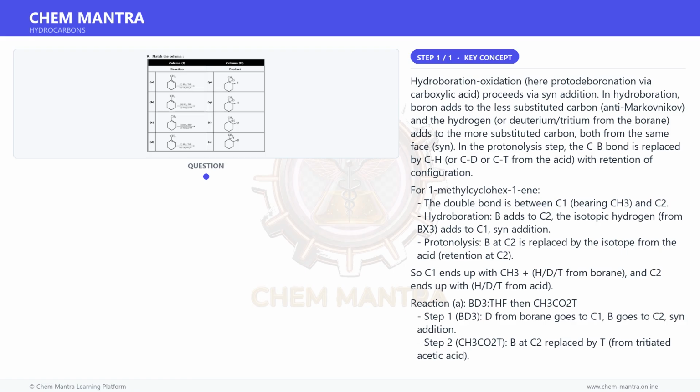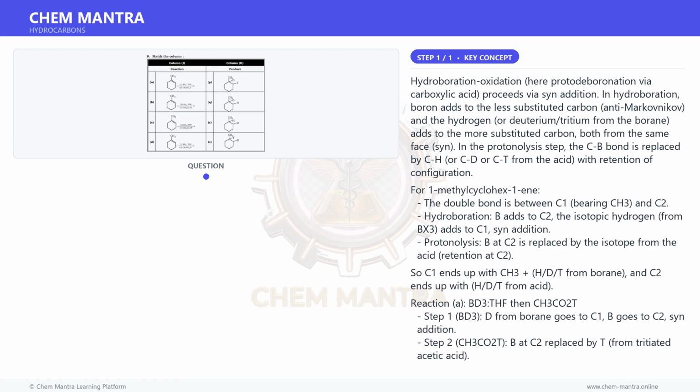So B matches S. Reaction C: BD3, THF then CH3CO2H. Step 1, BD3: D from borane goes to C1, B goes to C2, syn addition. Step 2, CH3CO2H: B at C2 is replaced by H, protio acetic acid. Result, C1 has CH3 and D, C2 has H. This matches product Q, CH3 and D at C1, H at C2.